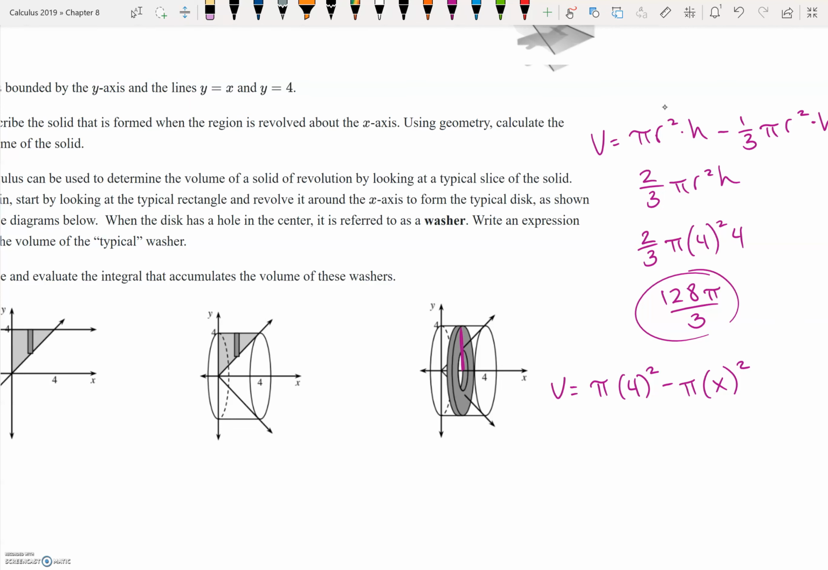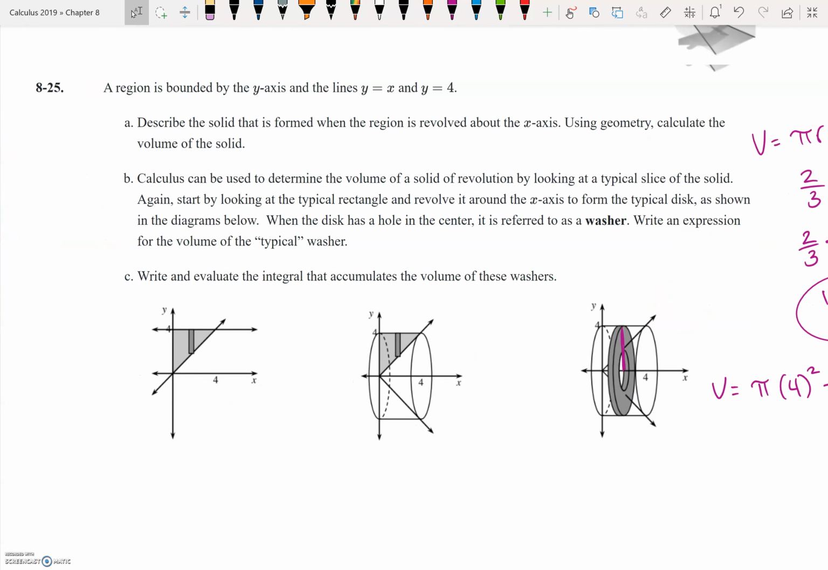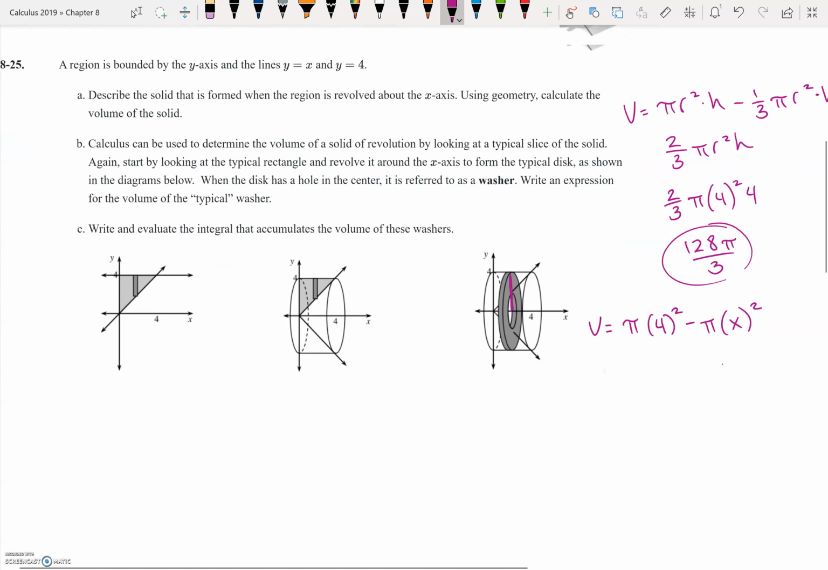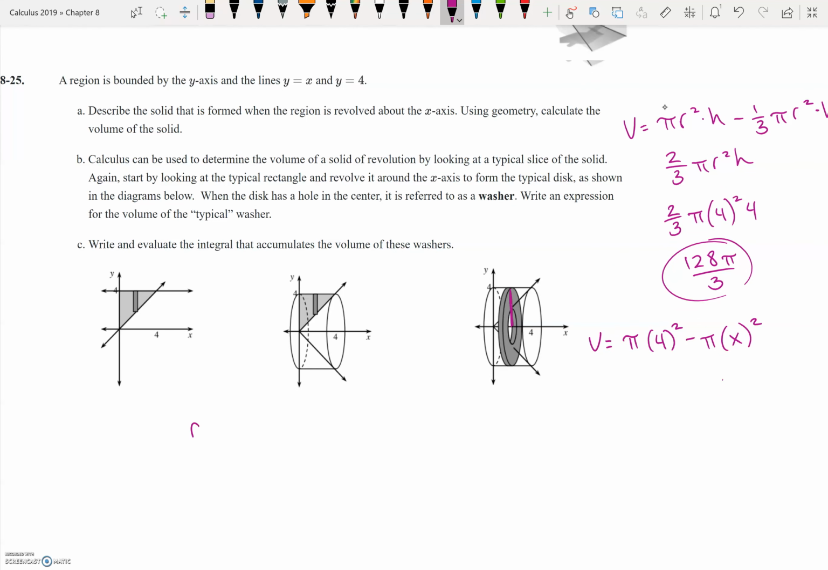Now we're going to calculate our volume using an integral. So using the fact that we have this as the volume of one of our circles, we can use our integral notation. So we are going from 0 to 4. And we can represent this part here. That's going to be 16 pi. We are going to subtract our pi and our x squared. So we're going to say x squared, and we'll say dx.